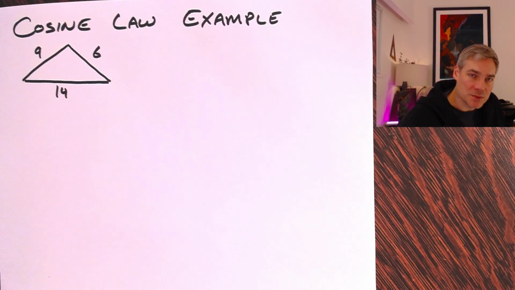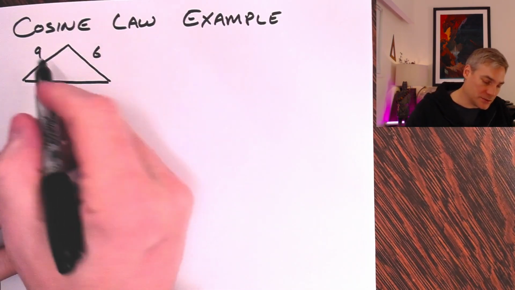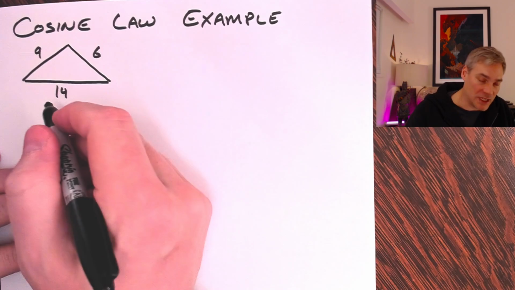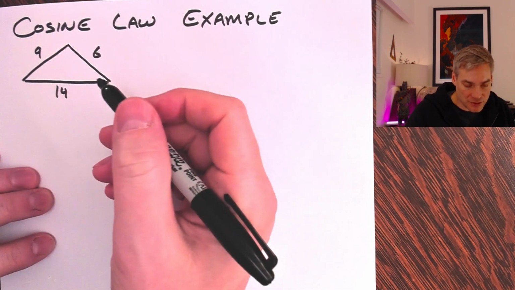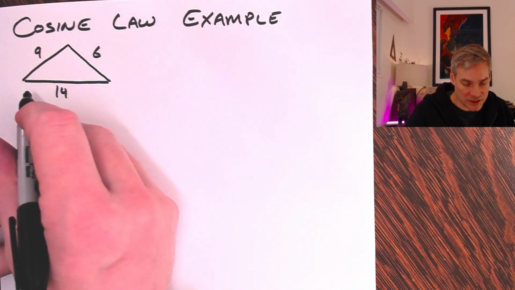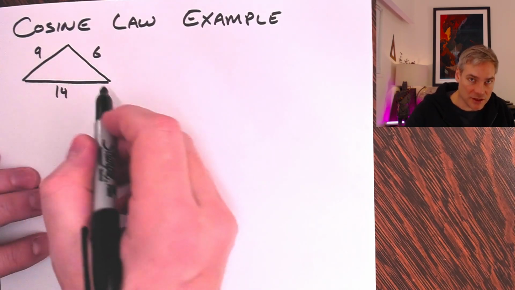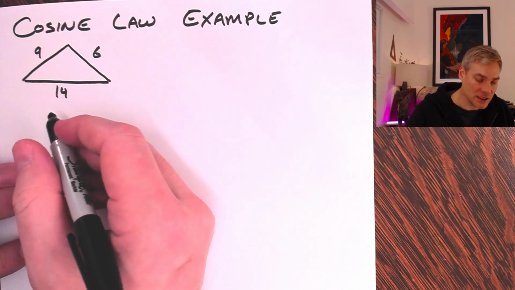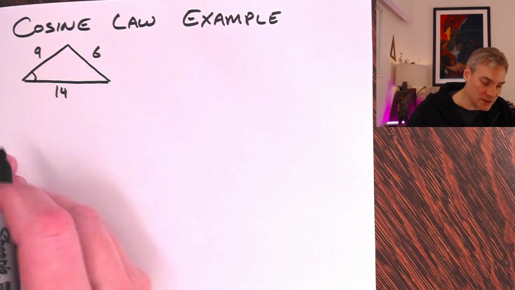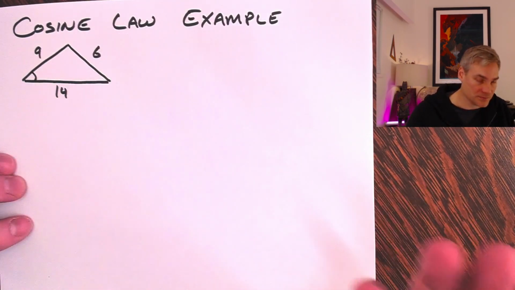Hey, so in this, we're just going to go over an example of the cosine law and how to use it. In this case, what we have is three sides and no known angles. So if we want to solve this triangle completely, which is to get all the sides and all the angles, then we need to determine what one of the angles is. So let's just start with this one.